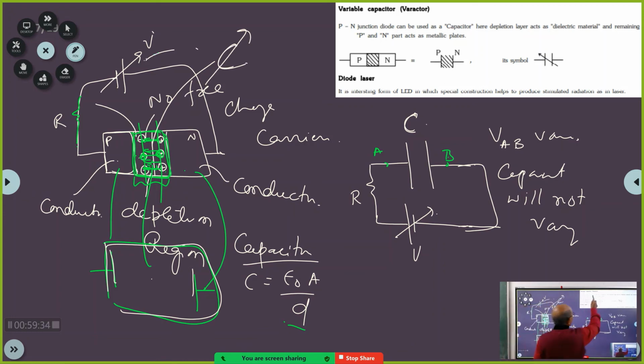So that is why it's named varactor, variable capacitor. Very important: you have created a capacitor whose value you can control by an external source. In a mechanical capacitor, the arrangement of plates is mechanical. If you want to vary the capacitance, you have to physically move the plates or physically insert a dielectric. But here, by controlling the voltage, you can vary the capacity. These are all very, very important things.